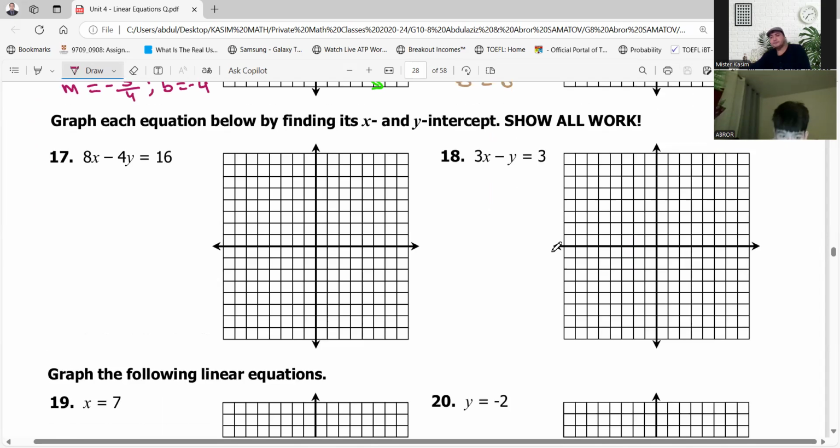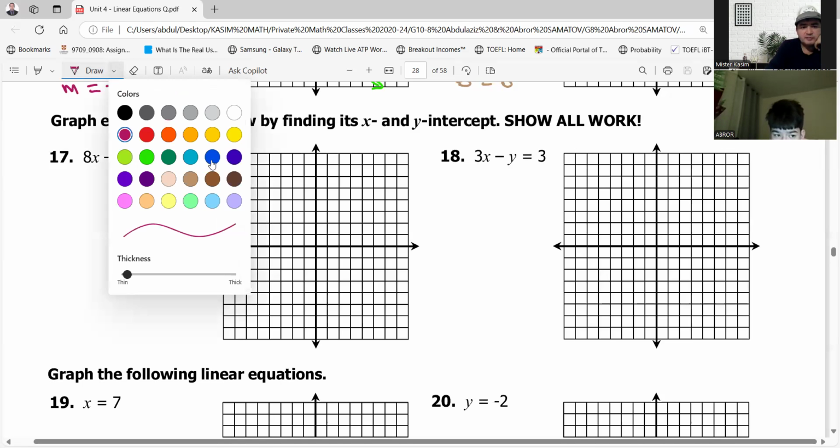Read the next question. Graph each equation below by finding its x and y-intercept. Show all your work. Bro, do you remember how we found x and y-intercept? To find x-intercept, y should be equal to 0, right? To find y-intercept, x should be equal to 0. Do you remember? Now can you show me this one?